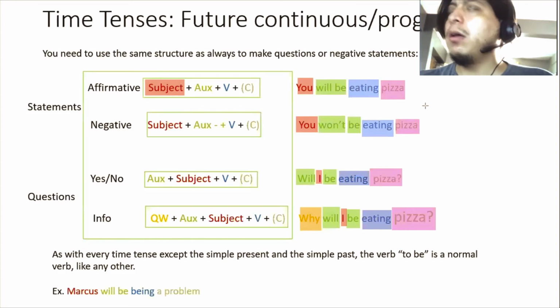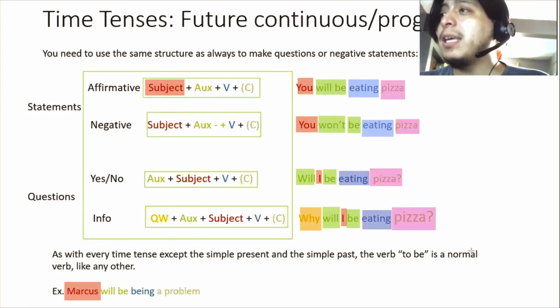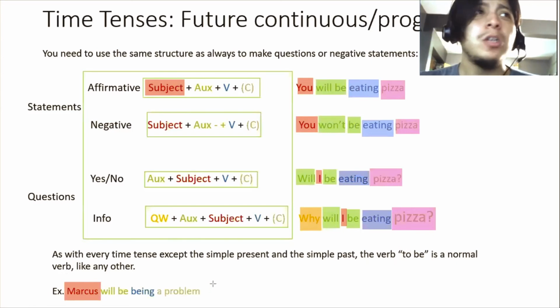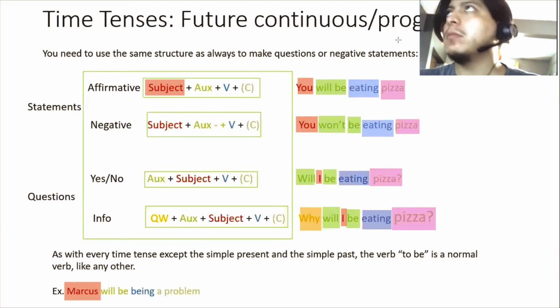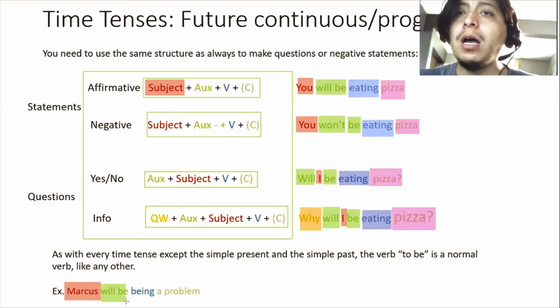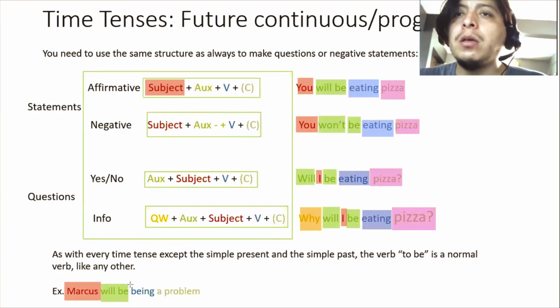Just to finish, the final part is with every time tense except the simple present and the simple past, the verb to be is a normal verb like any other. So in the future continuous, the verb to be is like any other verb. So you say, subject, auxiliary, and what happens if I want to use the verb to be? I use the verb to be with ing, like any other verb. Marcus will be being. Will be is my auxiliary, being is my verb. And then you have your complement.